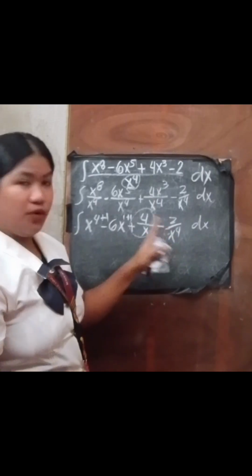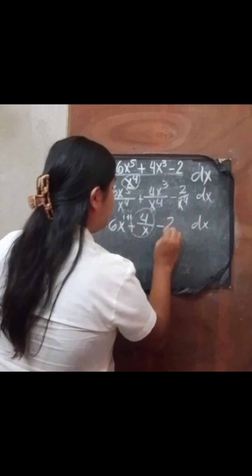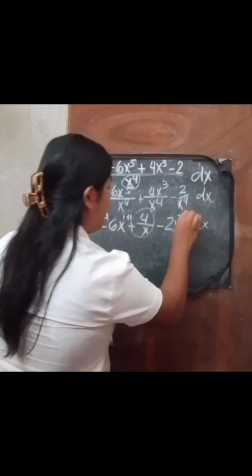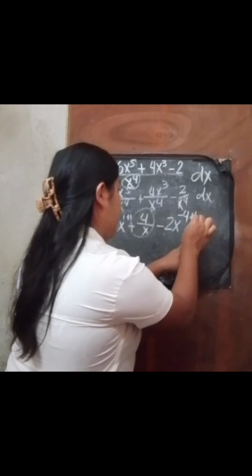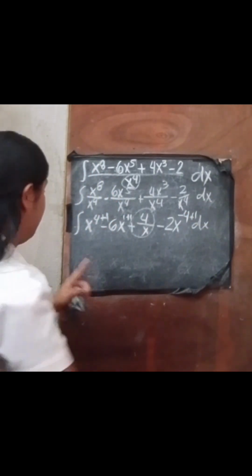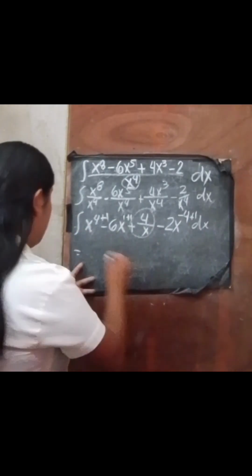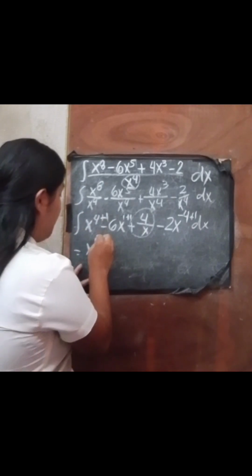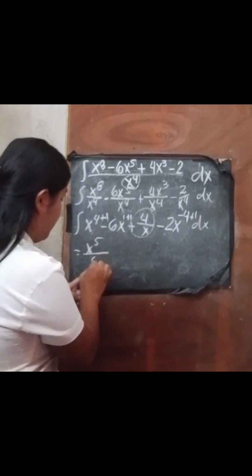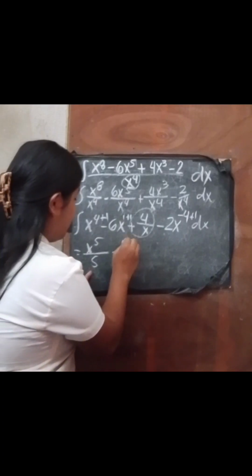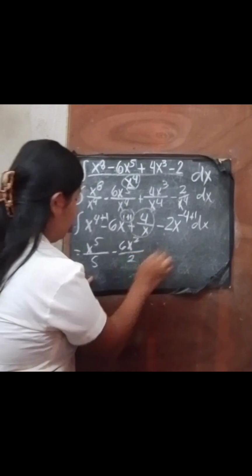Ang 2 over x raised to 4 mahimo na siya 2x raised to negative 4. Then, ato na siyang add of 1. So, ato na siyang ipasta. So, 4 plus 1 is 5. So, x raised to 5. Then, kung unsa gatong nasa exponent, ibutang natin sa denominator. So, 5 minus 6x. Then, 1 plus 1 is 2. Then, over 2.